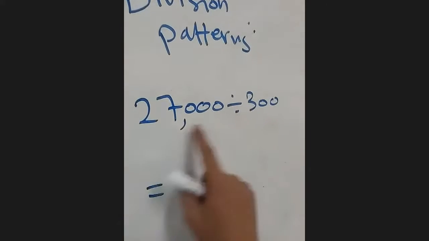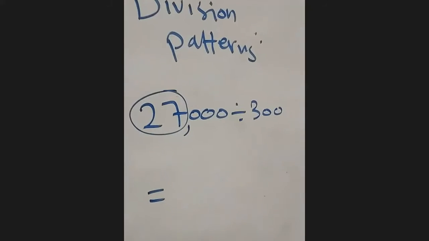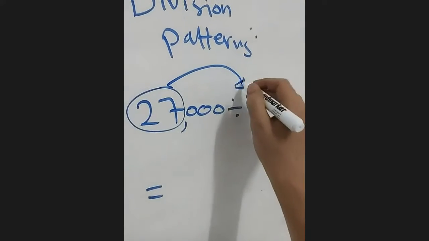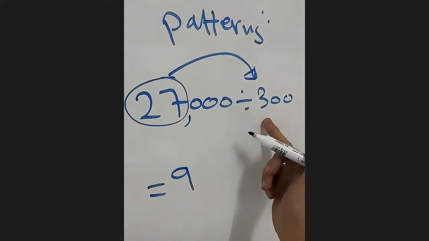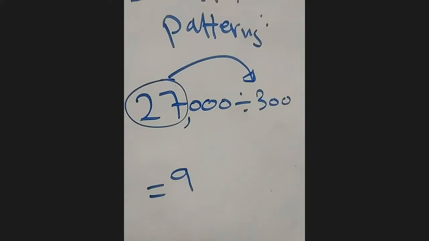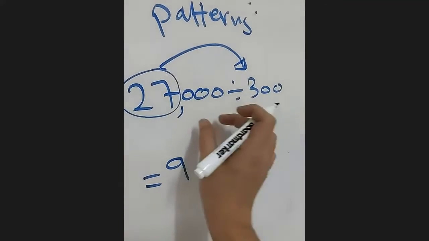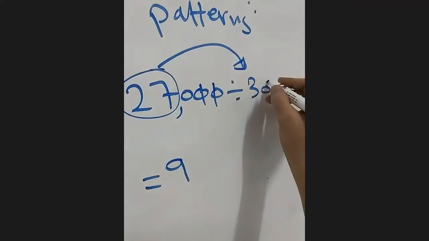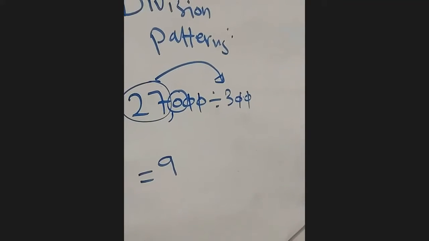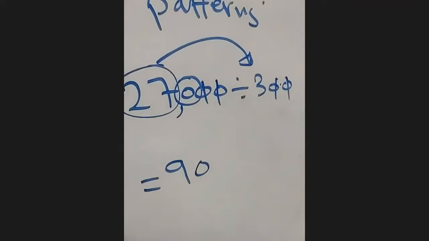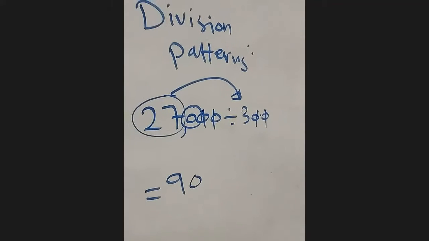Like here, the 2 cannot divide with the 3, so we take two numbers together. Now 27 divided by 3 is 9. Why? Because 3 times 9 is 27. Now here we have two zeros, so we can cross two zeros with two zeros. And there is still one zero uncrossed, so we put it beside the answer. So 27,000 divided by 300 is 90.